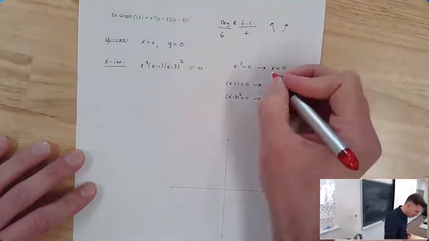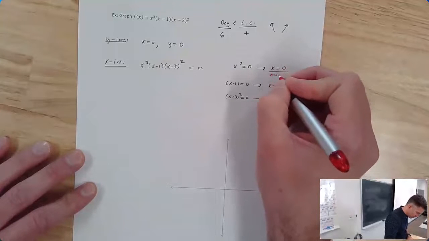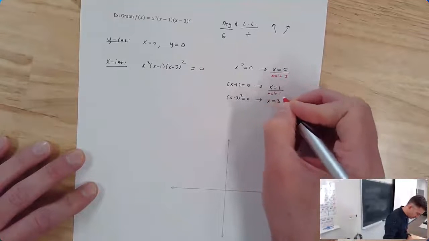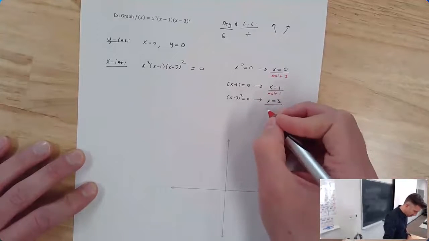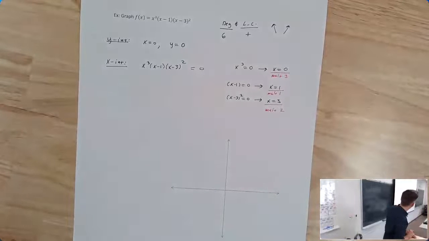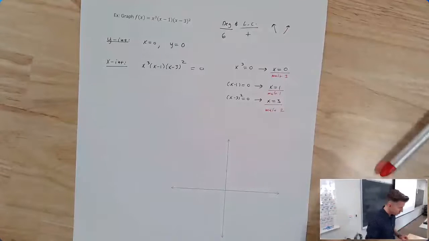For x equal to 0, the multiplicity is 3. For x equal to 1, the multiplicity is 1. For x equal to 3, the multiplicity is 2. Okay, let's do a check. What do those multiplicities add up to? Right, 6, the degree, as they should. So if you're checking multiplicities, they should add up to your degree, and vice versa. It's a good check.